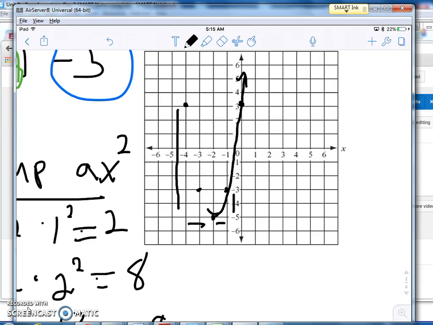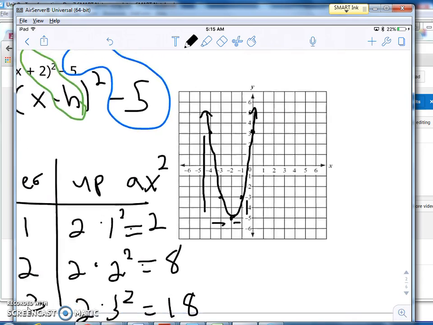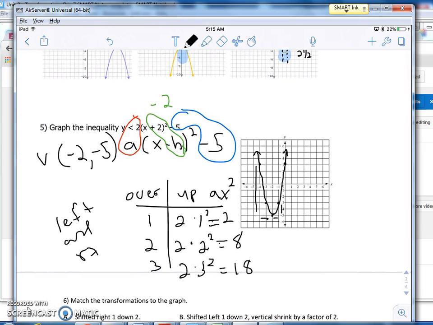You have that wonderful Desmos graphing calculator. You could always plug this in there and check your answer. I'll zoom out. If you need to pause and copy that down, go ahead. I'm going to move on.